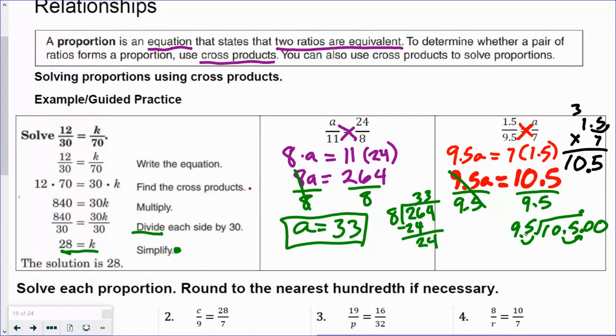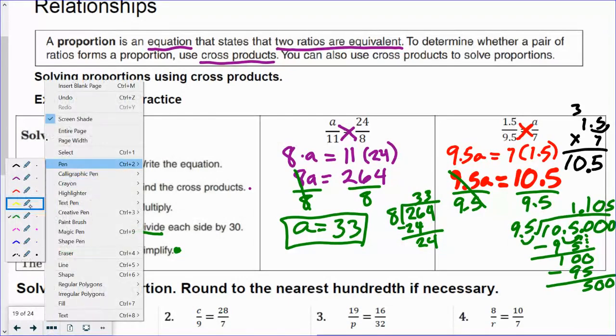Alright, so 95 can't go in 10, but it can go into 105 one time. That gives me 10 left over. Bring down your other zero. The 95 goes into 100 one time. Nice, 95. Now, can 95 go into 50? No, it cannot. So I'm going to add another zero. The 95 can go into 500 5 times. And that's where I'm going to stop because that's all I need for knowing to round to the nearest hundredth.